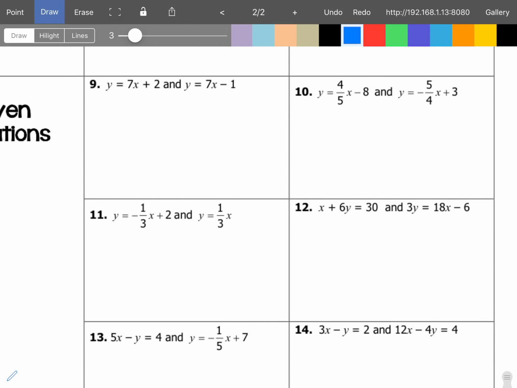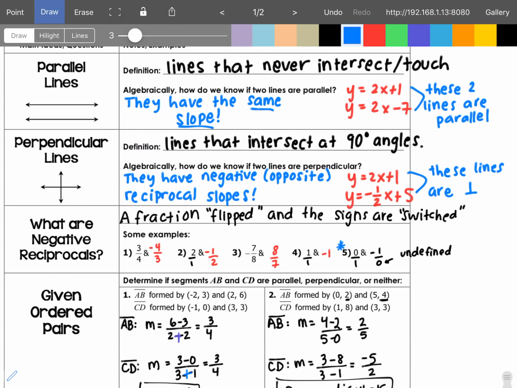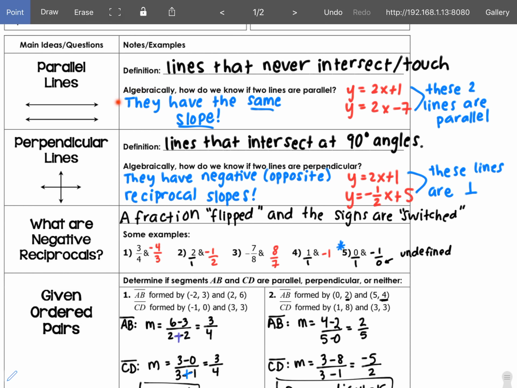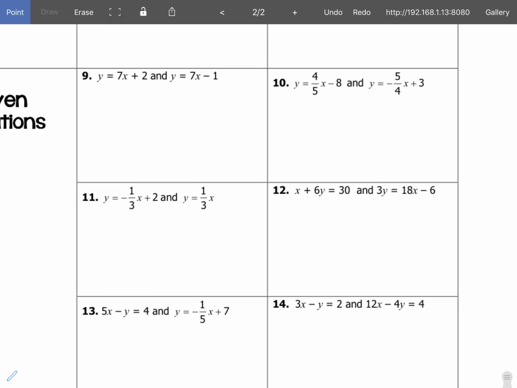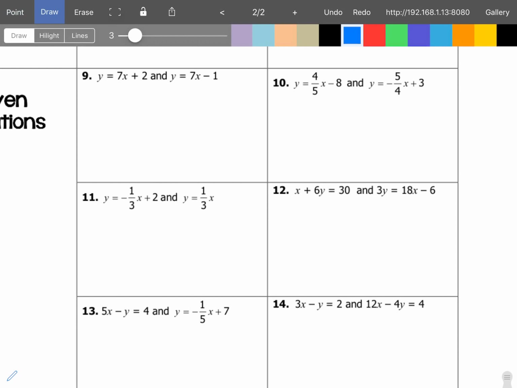What does parallel mean? It means that the slopes are the same, right? They have the same slope. What about perpendicular? They have negative reciprocal slopes. So let's look at our lines and see if they're parallel, perpendicular, or neither.